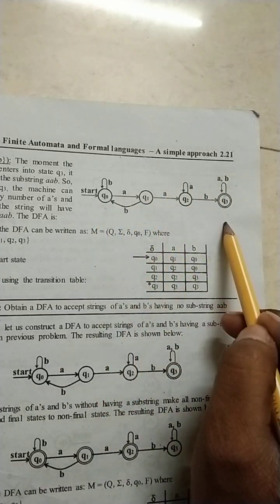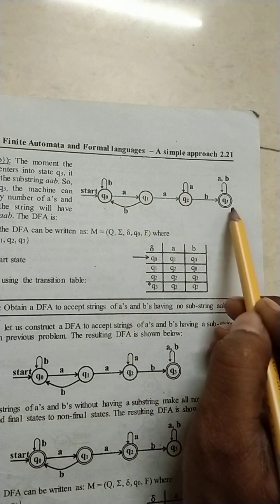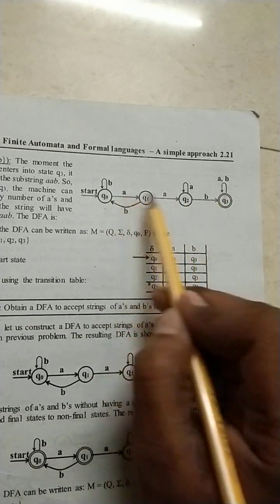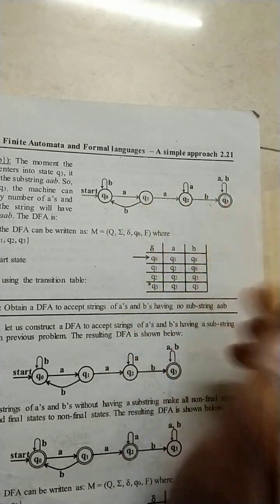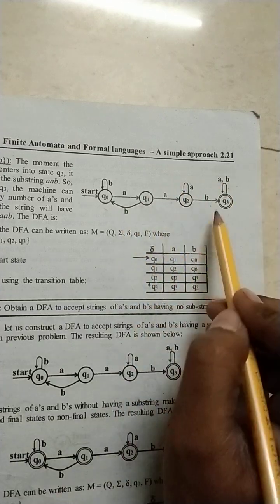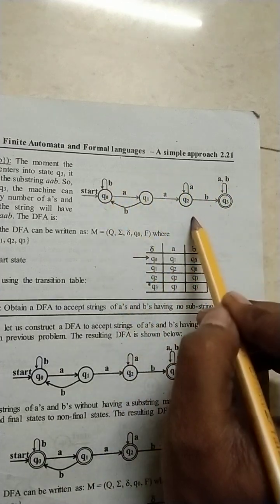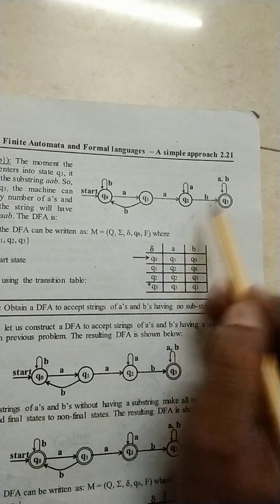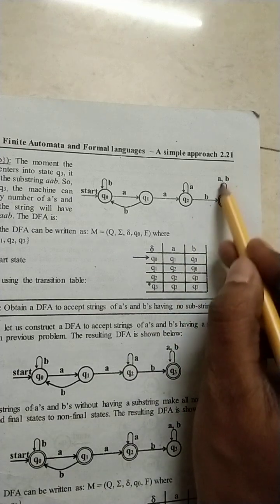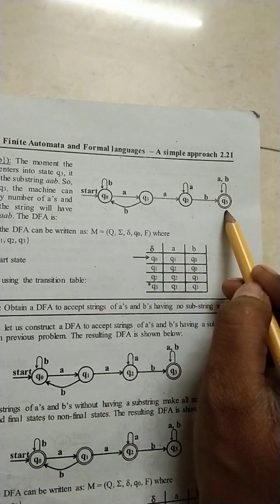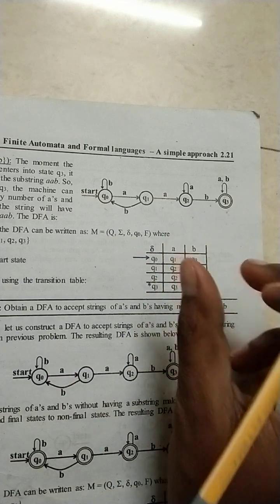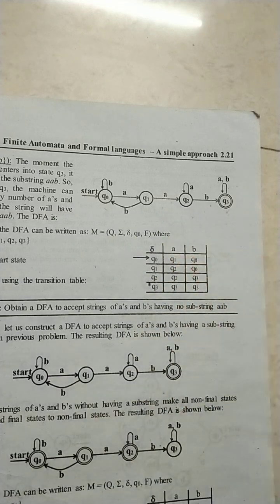So in this diagram, from the starting state to the final state, AAB has to be read at least once. This is our transition diagram. Here it may contain any occurrence of A and B in these loops, but a minimum of one occurrence of the substring should be there.